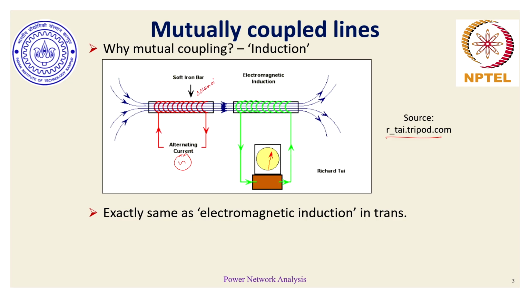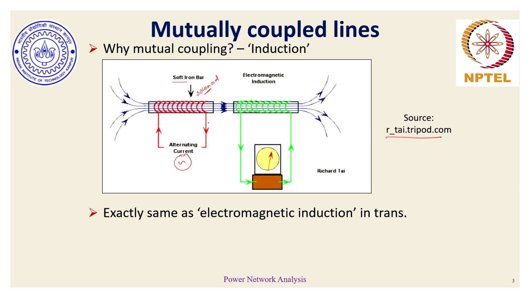which is wound around a soft iron bar. Because of this alternating current, which is changing its direction with respect to time, there is a time varying current flowing through this solenoid, and as per our right hand rule, which we have very commonly made use of in the synchronous generator discussion as well as transmission line parameter evaluation.